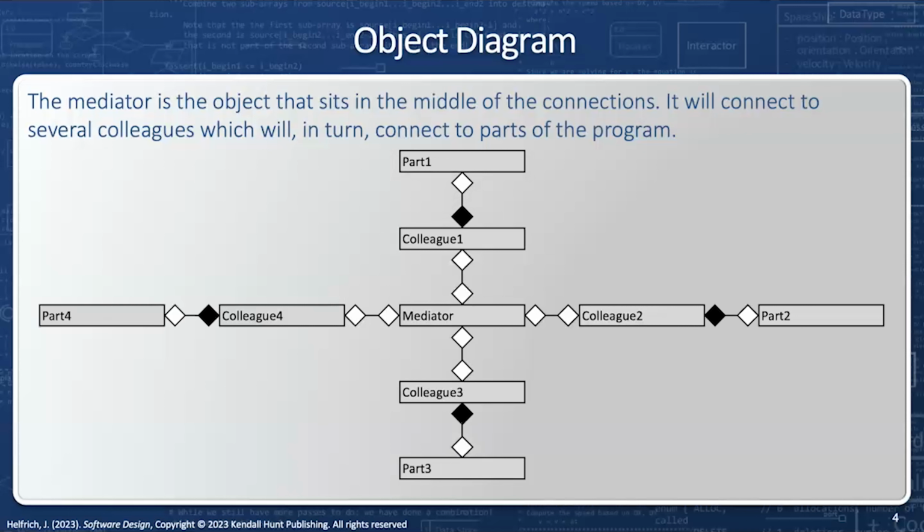Now, if part 4 wants to contact part 1, it's going to tell its colleague. The colleague will then create a message, send it to the mediator. The mediator will forward it up to colleague 1, and colleague 1 will then send it to part 1. And this is how part 1 and part 4 will communicate without any knowledge of each other. And that's the big win of the mediator design pattern, is the coupling is extremely loose between these different components.